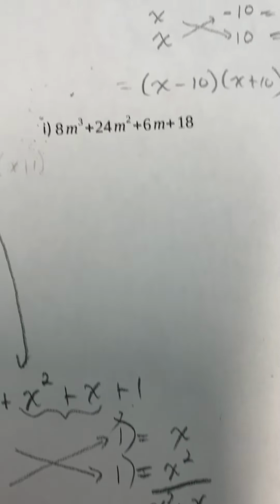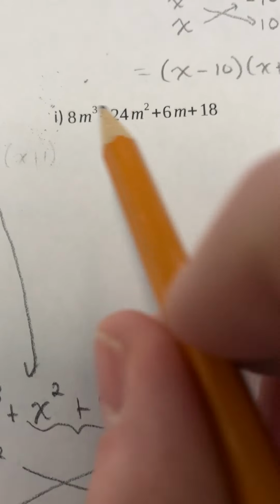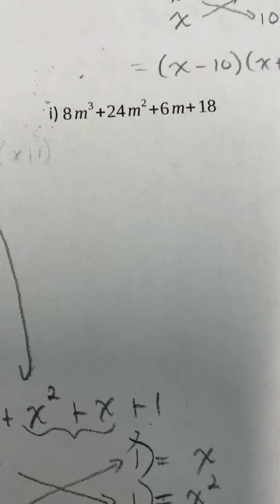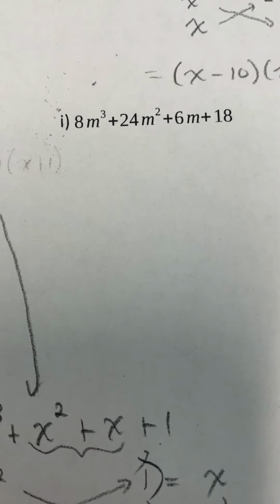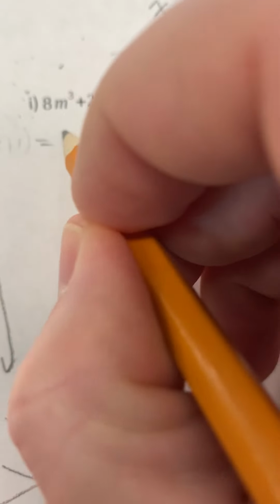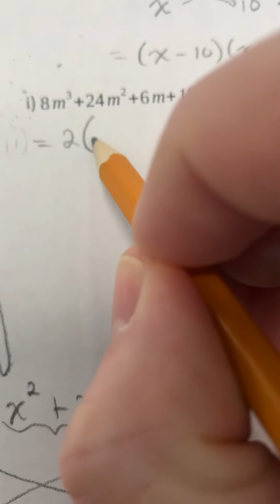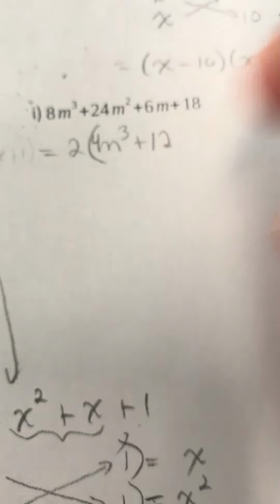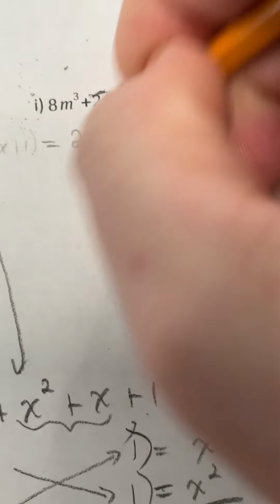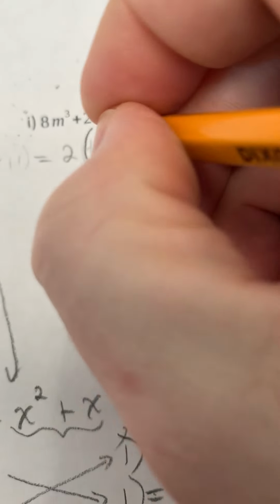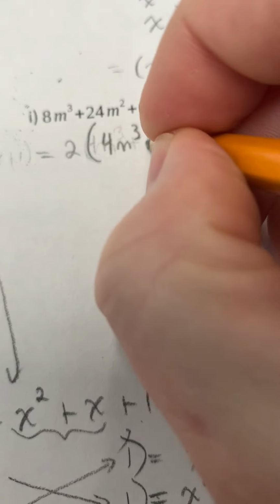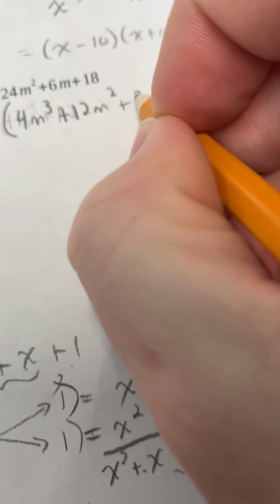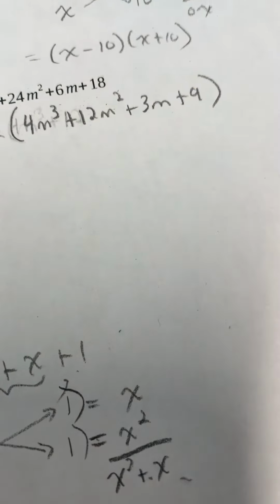Now we're going to do the same up here. Next one. I notice here that if you look, they're all even numbers. So that means they get divided by at least 2. That would be the highest number. So I'm going to factor out a 2 first. So we get m cubed plus 4m cubed plus 12m squared plus 3m plus 9.